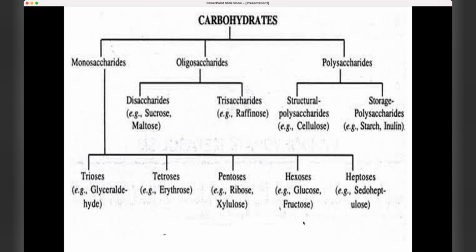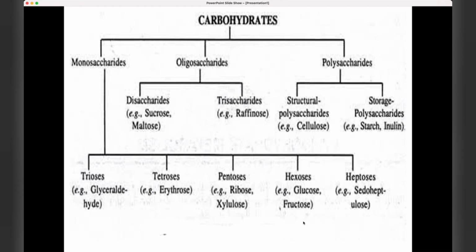Now, moving on to the classification of carbohydrates, you can see that carbohydrates are mainly classified into three. That is, first is monosaccharides, second is oligosaccharides, and third is polysaccharides. And what is a monosaccharide? As we saw just now, a monosaccharide is a carbohydrate which cannot be hydrolyzed further. What is meant by hydrolysis? It is the reaction with a water molecule, and a monosaccharide is the smallest unit that you cannot break down further. Examples are glucose, fructose, ribose, etc.